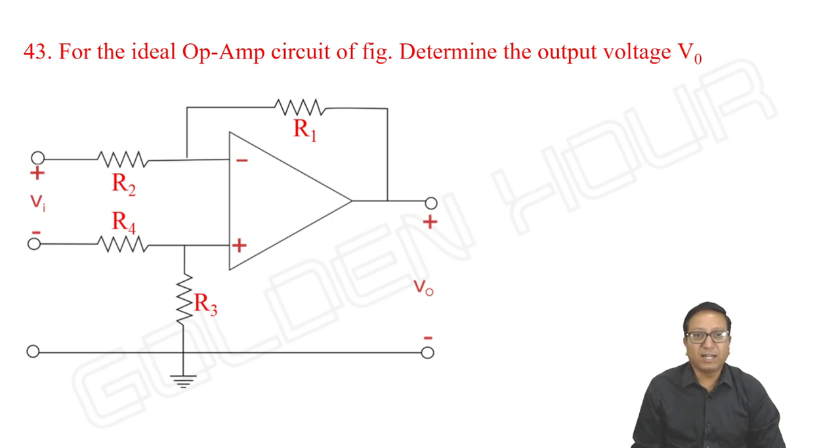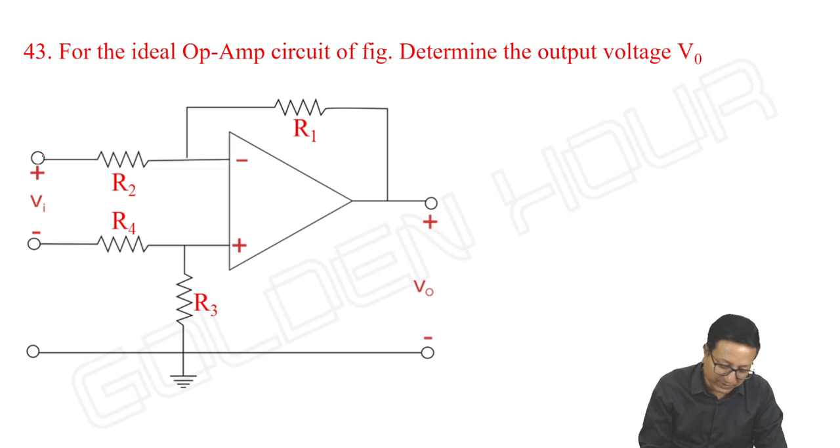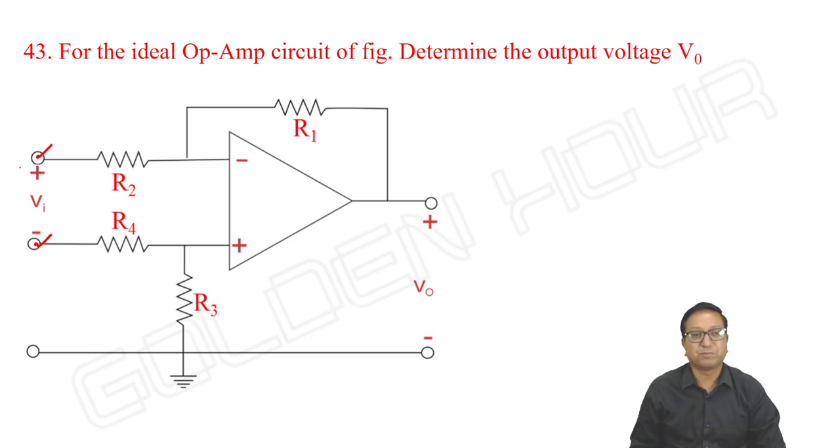Next, for the ideal op-amp circuit of the figure, determine the output voltage. Okay, the input is applied between these two terminals. It's not like applying here and here, but between these two. Okay, then how do we do this problem?